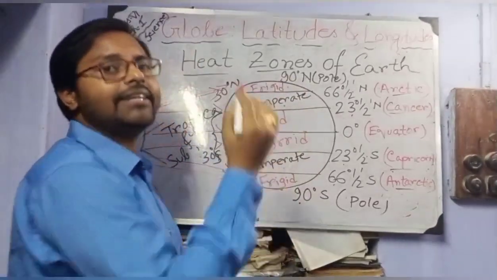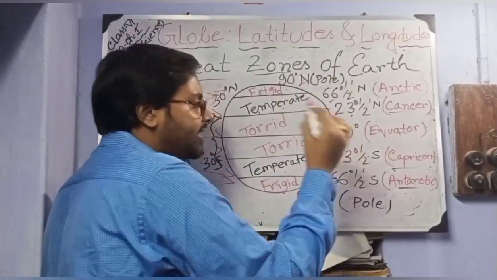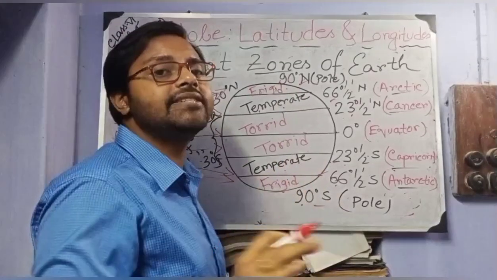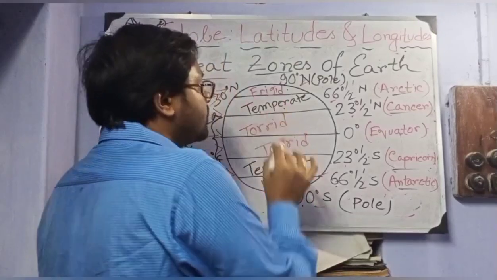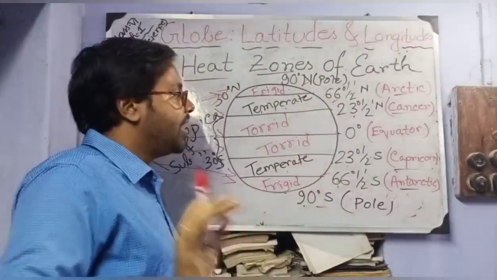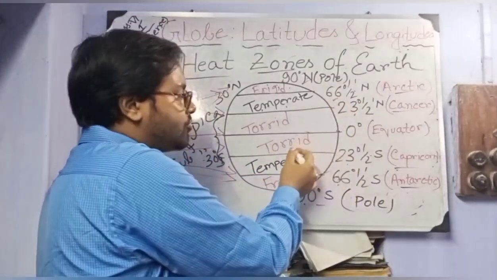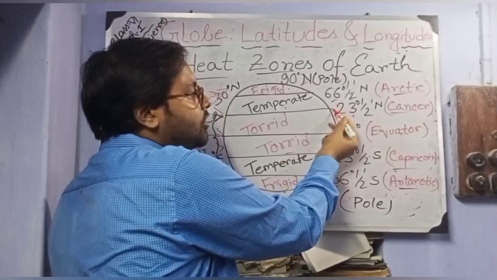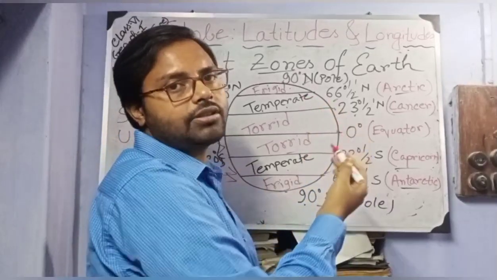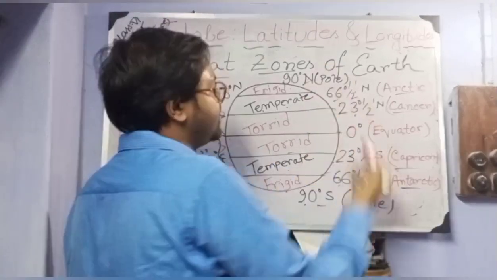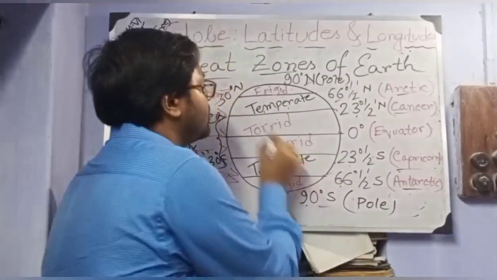So this zone from 60 to 90 degrees north, or 66 degrees to 90 degrees north and 66 degrees south to 90 degrees south, is known as the frigid zone. You will draw this diagram, copy it and practice it. Then you will understand clearly. That means there are three zones based on the latitudes: from 0 to 30 or 23 degrees north and south, that is torrid; 23 to 66 degrees or 30 to 60 degrees north and south, that is temperate; and 66 to 90 north and south, that is the frigid zone. There are three main heat zones on the earth based on the latitudes.